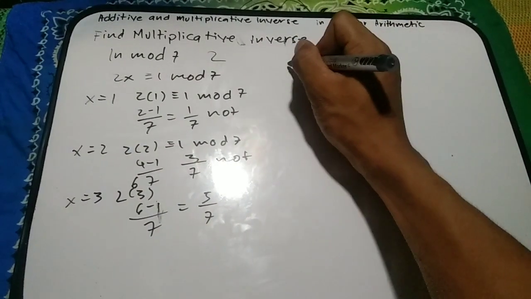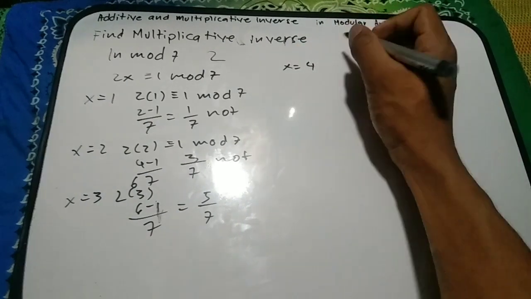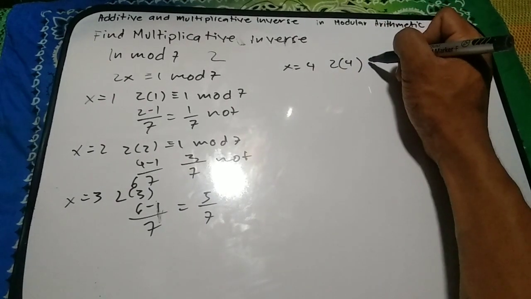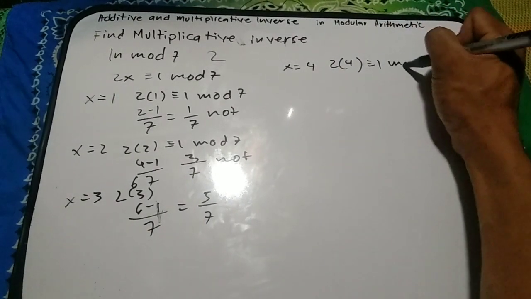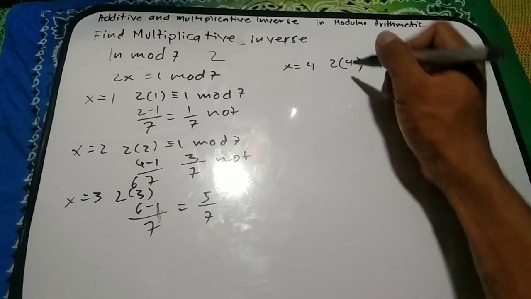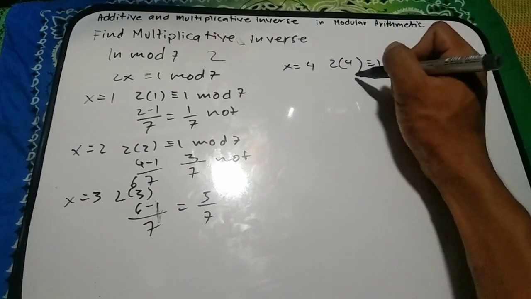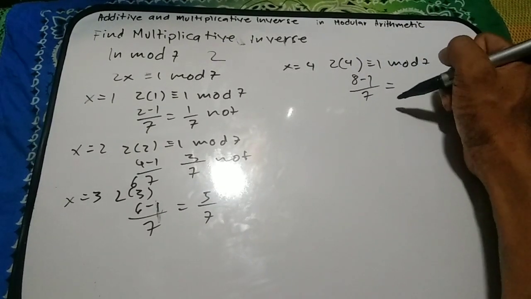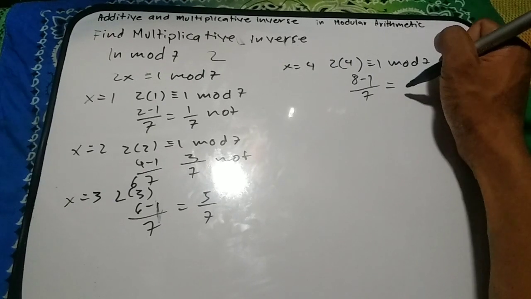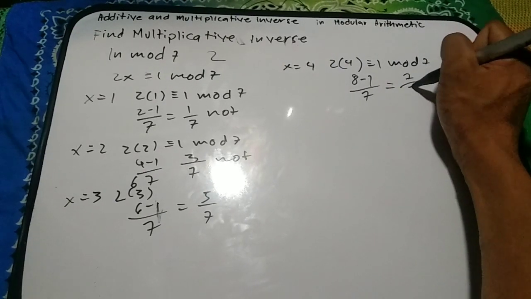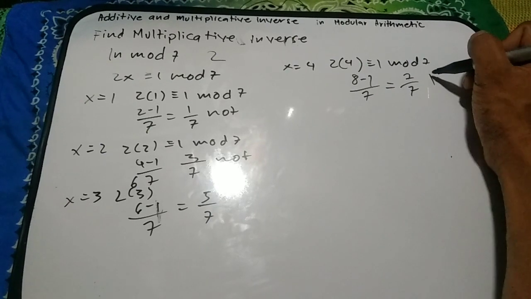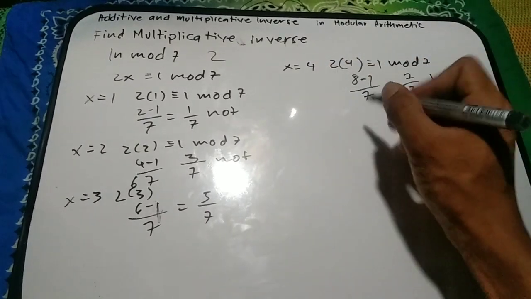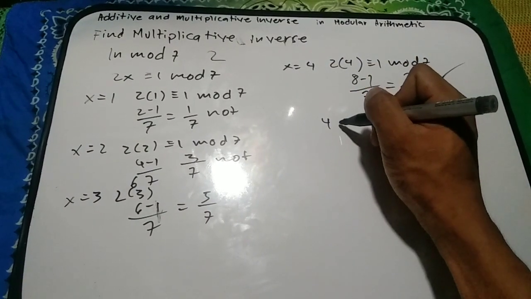If x is equal to 4, 2 times 4 congruent to 1 mod 7. 8 minus 1 is 7, over 7 is equal to 1. 7 divided by 7 is equal to 1, so it is a whole number. So 4 is the multiplicative inverse of 2.